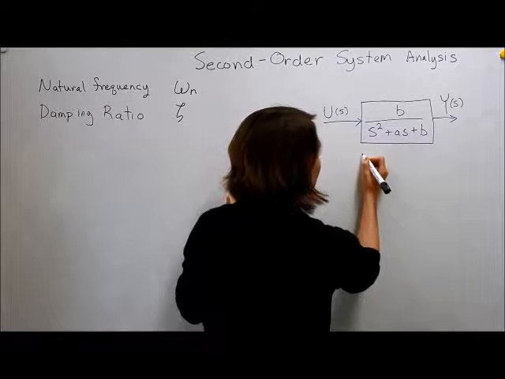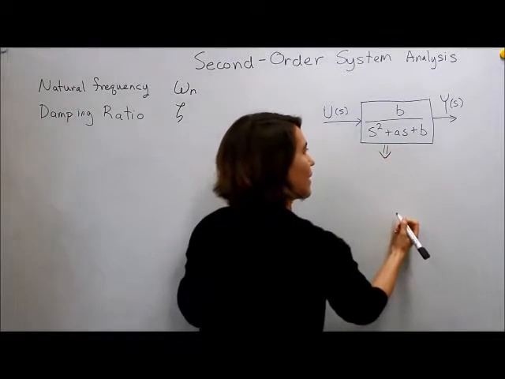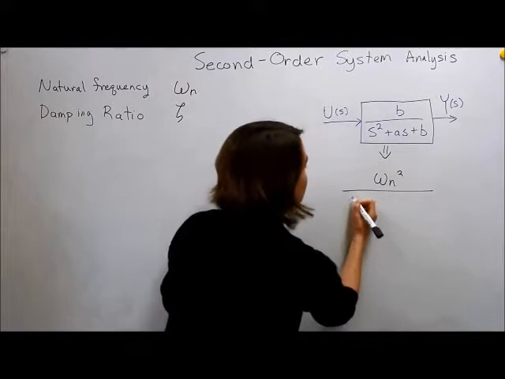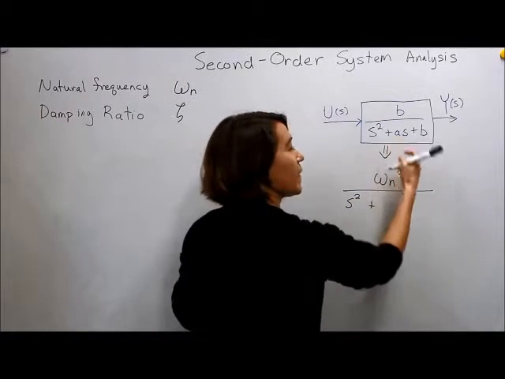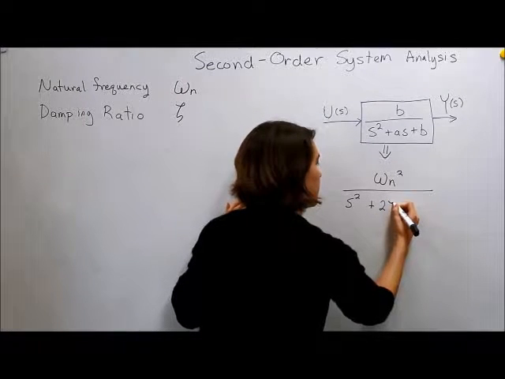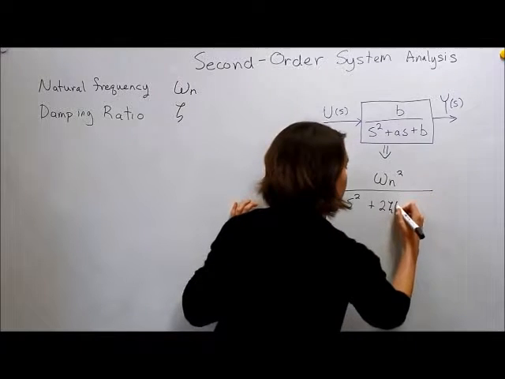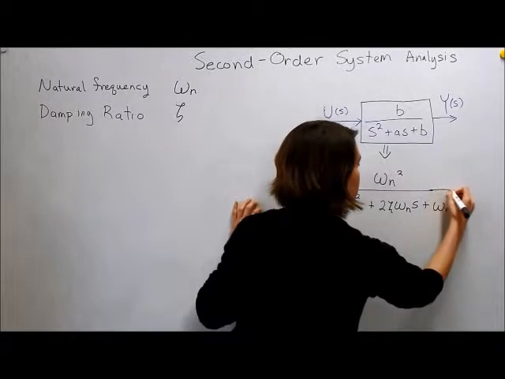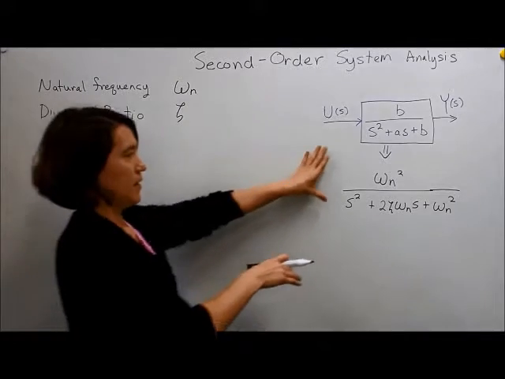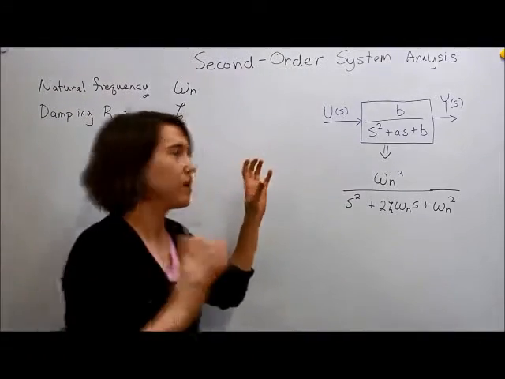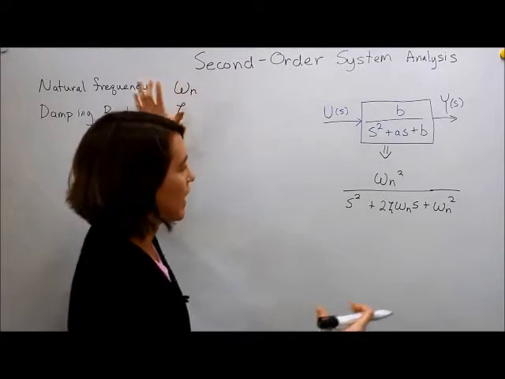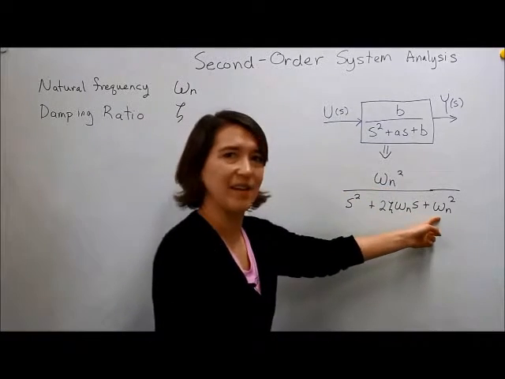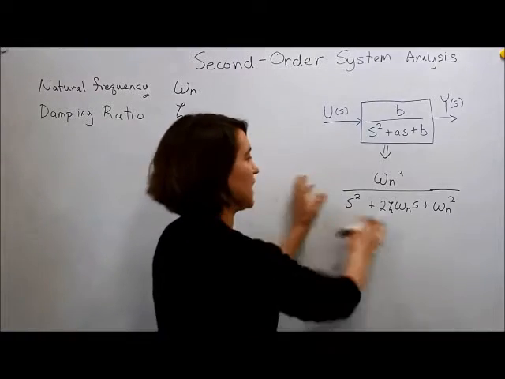But what we end up doing is rewriting this system. So this ends up looking like omega n squared, the natural frequency squared, in the numerator. And then we have s squared plus 2 times the damping ratio times omega n s plus omega n squared. We're going to do a little bit more analysis, but essentially we understand these things and we force them into this equation. And we notice that this omega n and this omega n are the same, and you can try to fit your equation into this form.